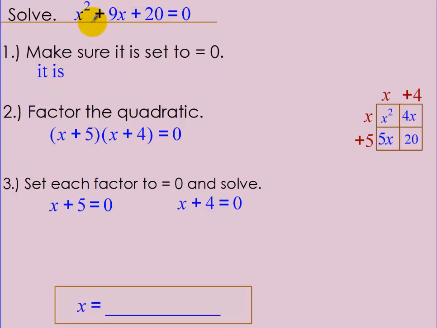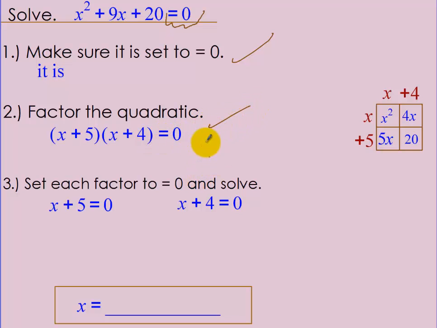So I solved that. So here are the steps. The first step, if I want to solve this by factoring, I want to make sure it's set to 0, and in this case it is equal to 0. When I say set equal to 0, that's this part right here. And it is, so that checks off. The second step is factoring that quadratic. And I did it over here with this box. I think we did this in the last video as well. So it factored to x plus 4 times x plus 5 equals 0.